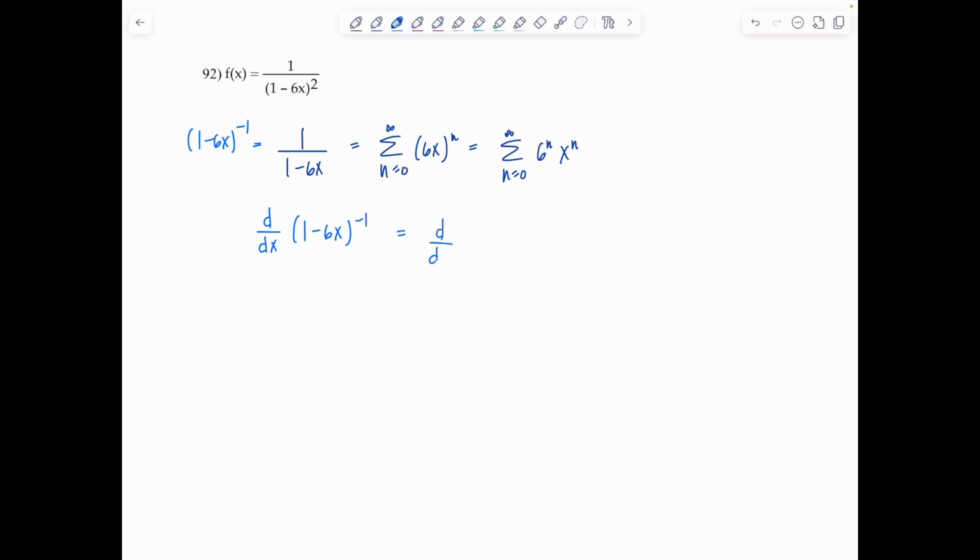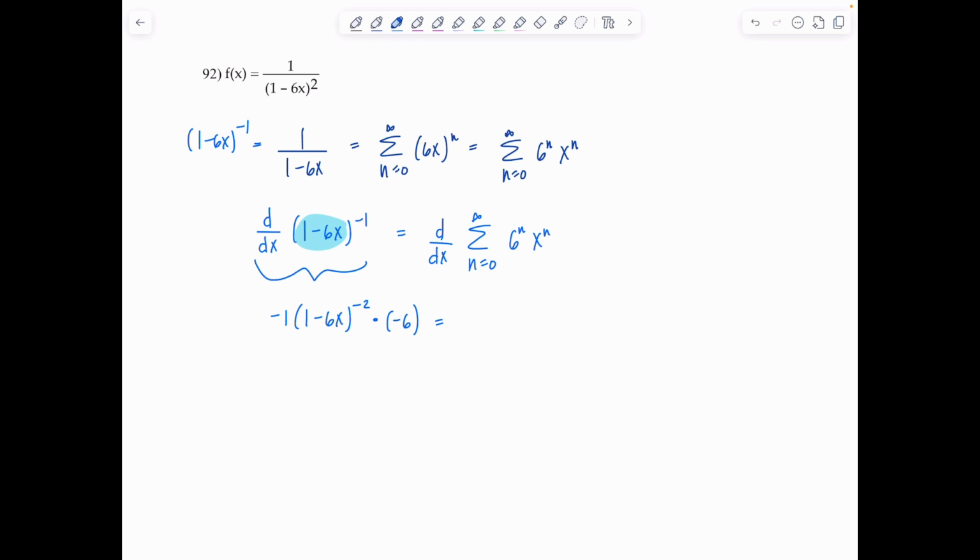So we're going to take the derivative with respect to x of the sum n equals 0 to infinity, 6 to the n, x to the n. Okay, derivative over here is going to be negative 1 times (1 minus 6x) to the negative second. And then don't forget the chain rule. We have to multiply by the derivative of 1 minus 6x, which is negative 6.